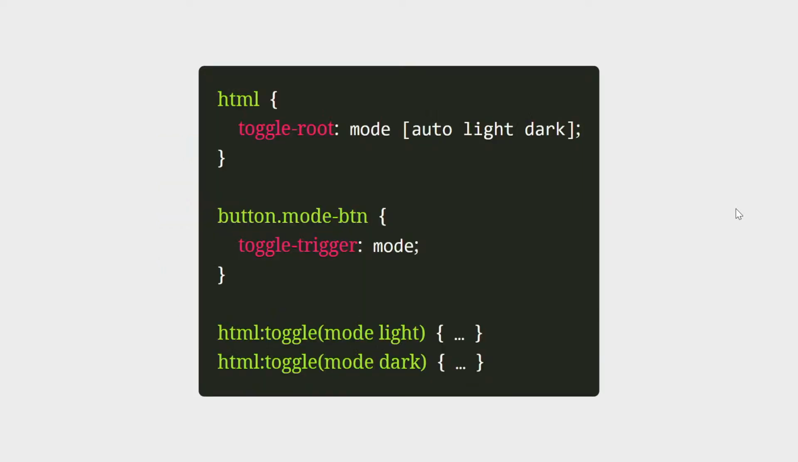It might look something like this, that we have HTML and we have a toggle for root, and the keyword for that is mode. And we have three different versions, auto, light, and dark. And then there's a button, and if you click on that button, the trigger for mode, it triggers the mode, and that means the mode goes from one value to the next. It cycles through it. And there will also be a syntax to change your CSS depending on the current mode.